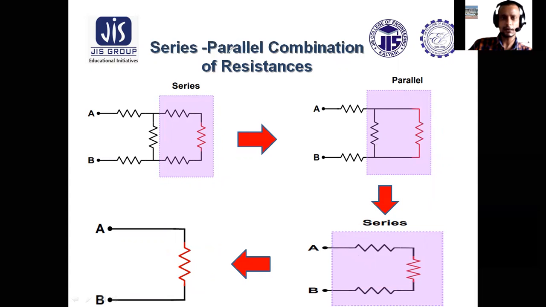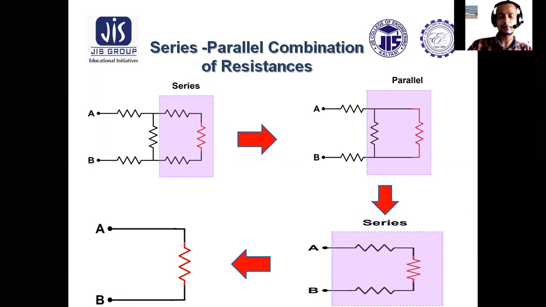So this is how you can get equivalent resistance of a circuit. So these are the few calculations which were associated with series parallel combination. How can we make series and parallel combination of resistances that we discussed here. So for today, we'll end up here.